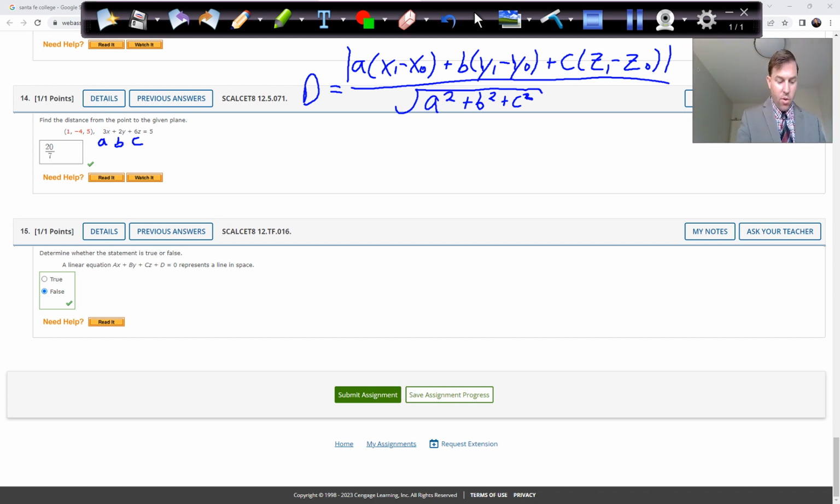Now, this point we're going to call x0, y0, and z0. So that's what we call point 0. Okay, so we have A, B, C, x0, y0, and z0. The only thing we need is x1, y1, and z1. If we can get one more point on the plane, we will have everything we need to plug and chug this problem out. So we just need any other point on the plane, and so let's do our old trick. Let's force z to be 0.